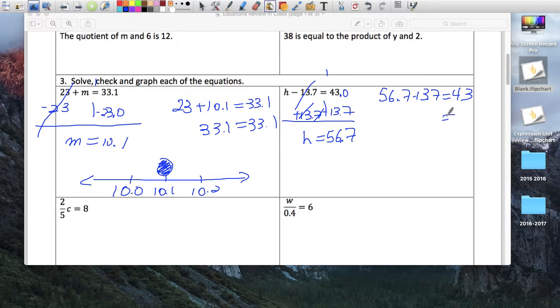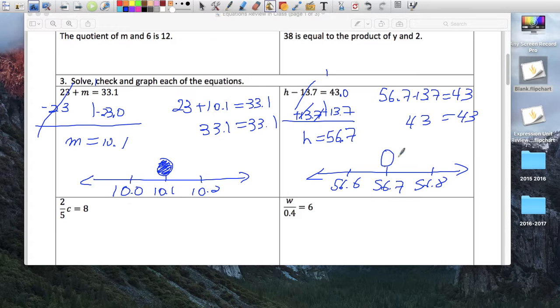Is that true? Well, let's see. 7 minus 7 is 0, 6 minus 3 is 3, 5 minus 1 is 4. Yeah, 43 equals 43. And again, it's a little graph. It's almost the same as an inequality. The only difference is that with an equation, there's only one value that makes it true, or in this particular case, 56.7. It's not to the left, not to the right, it's just 56.7, which makes this equation true, and we're going to shade it because it is what makes the solution true.